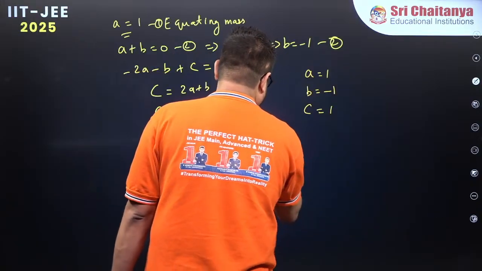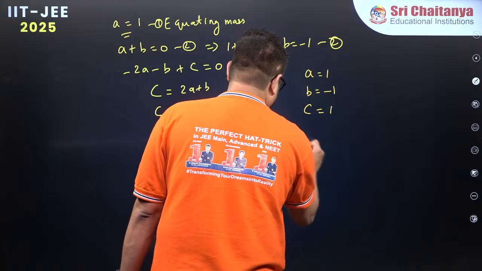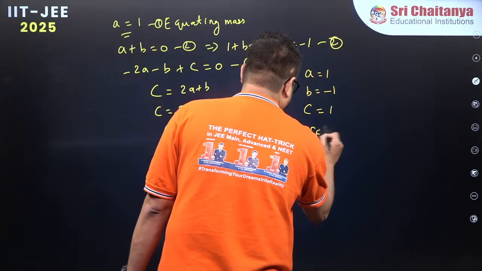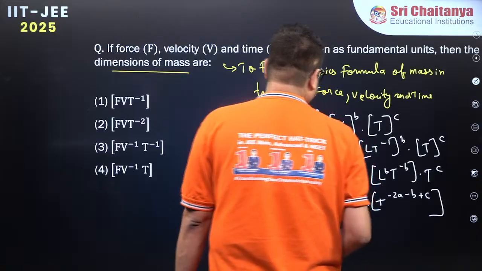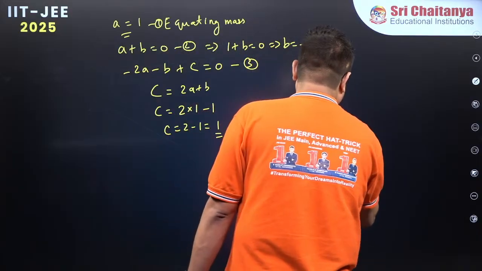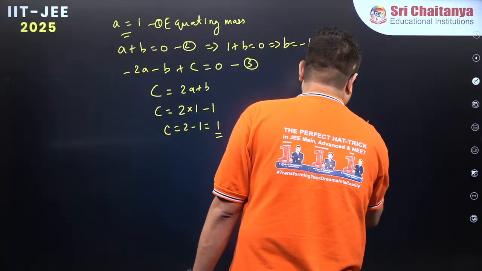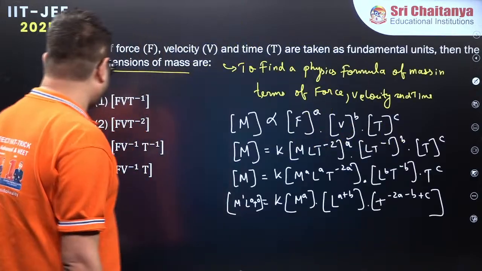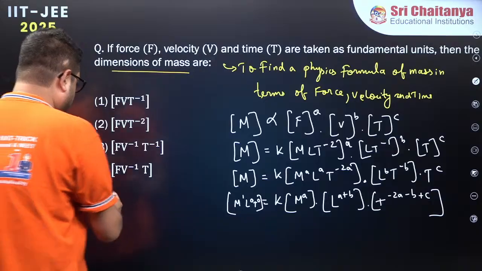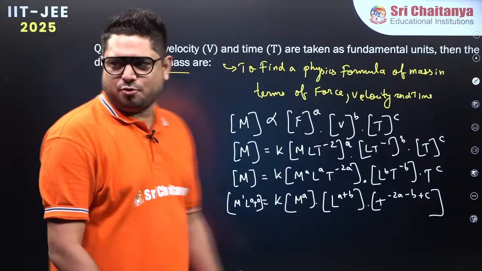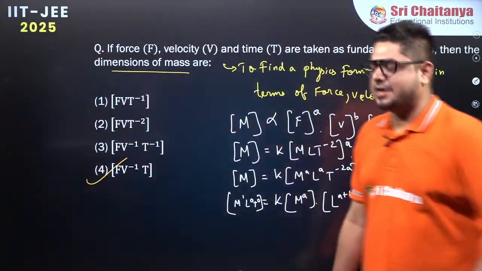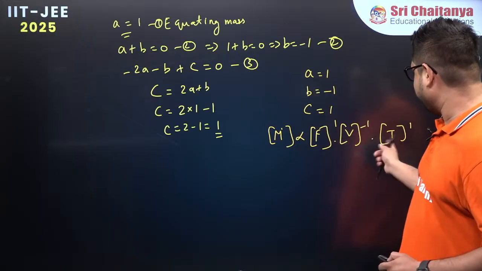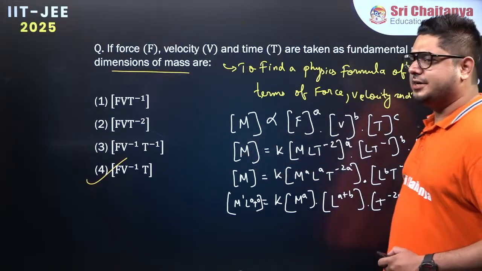So M was directly proportional to F to the power what will it be? F to the power 1, isn't it? V to the power minus 1 and what else? T to the power 1. So which option is the correct one? F, V to the power minus 1, T to the power 1. So it matches with option number 4 amongst our given list of options. So I hope you are getting it as option 4, right? F1, V to the power minus 1, T to the power 1.